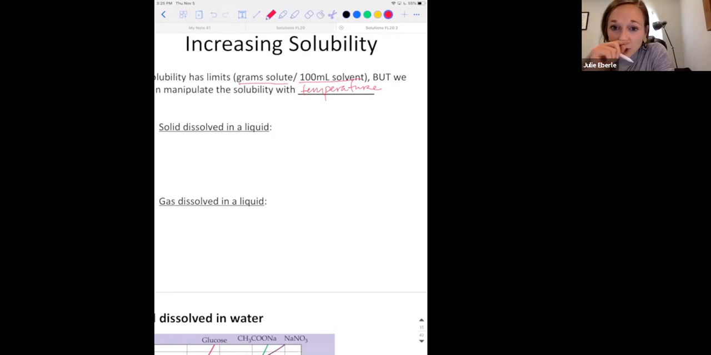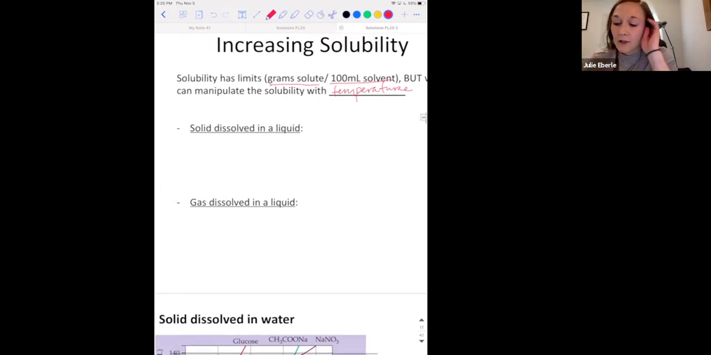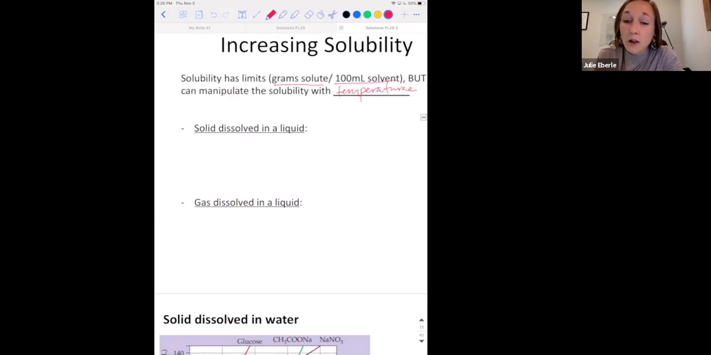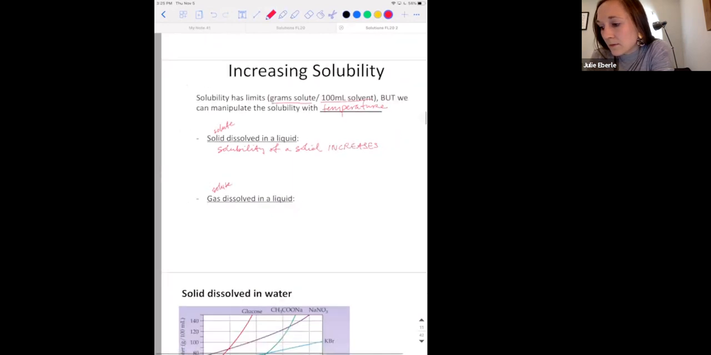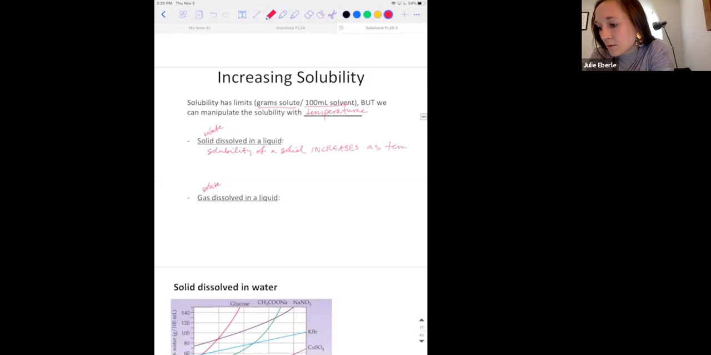Now, that's because sugar is a solid. And so we actually have to define here what our solute is. When we have a solid dissolved in our liquid, this is our solid solute, the solute in both cases, and the liquid is the solvent. When you're talking about a solid like sugar dissolved in something, the solubility of a solid increases as temperature increases.